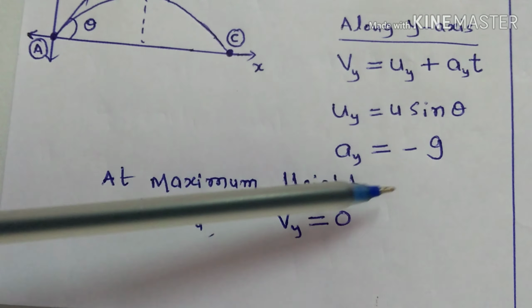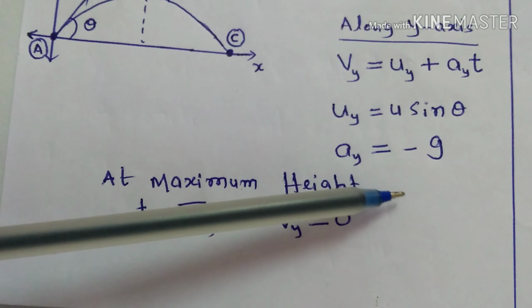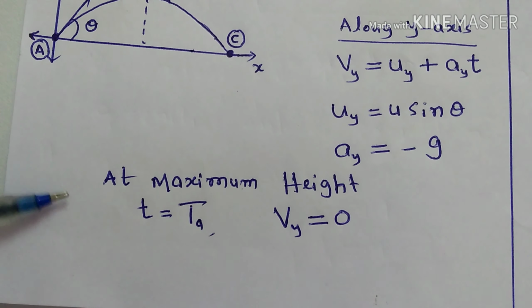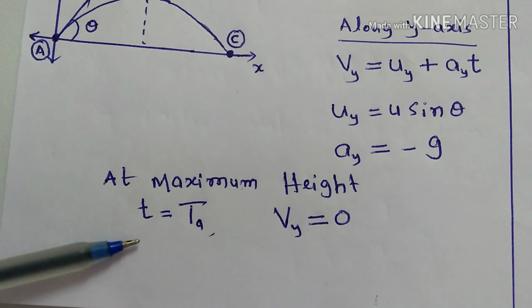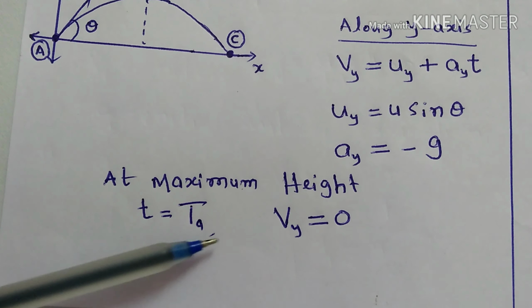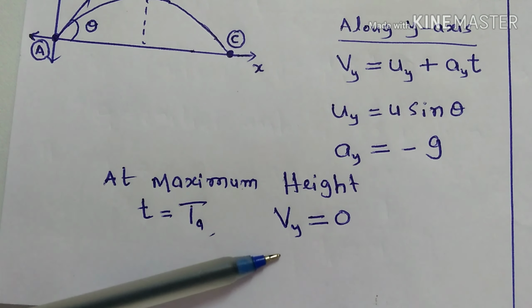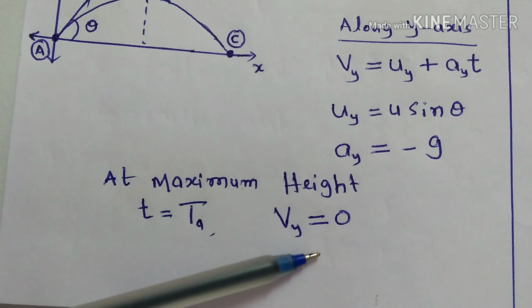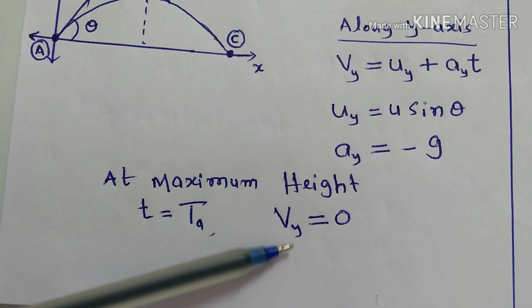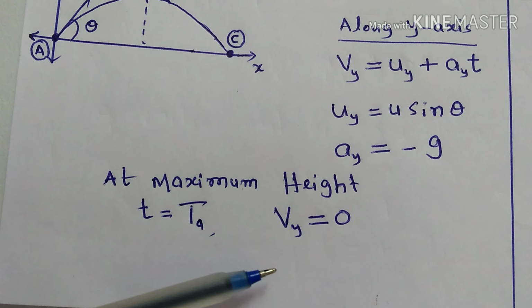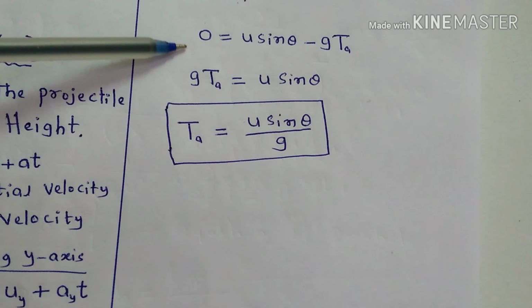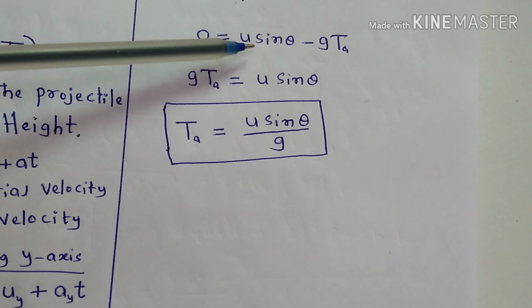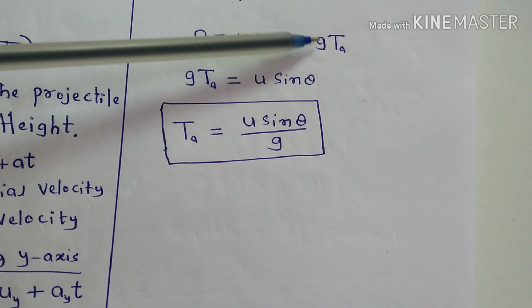ay is equal to minus g. This is along the negative y direction, that is why it is minus. At maximum height, the time taken t is equal to the time of ascent, ta, and then the y component of final velocity becomes 0, vy equal to 0. These two we substitute in the kinematic equation. Since the y component of final velocity is 0, we get 0 equal to u sin theta minus g ta.